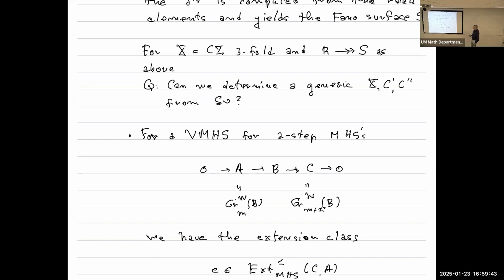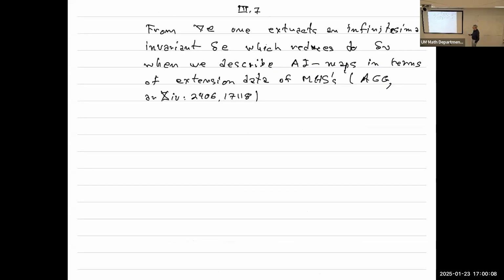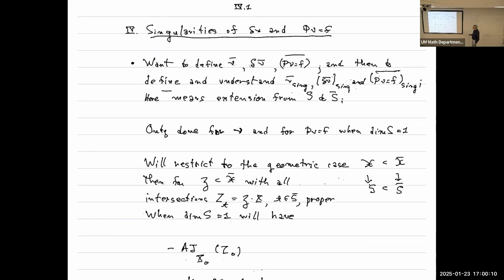That brings up, of course, the question for a Calabi-Yau threefold and a family of rational curves. Can you generically determine the threefold and the pair of curves from the infinitesimal invariant? Is there a sort of Torelli phenomenon that's captured by this infinitesimal invariant? I think I will skip this. I'm running out of time.